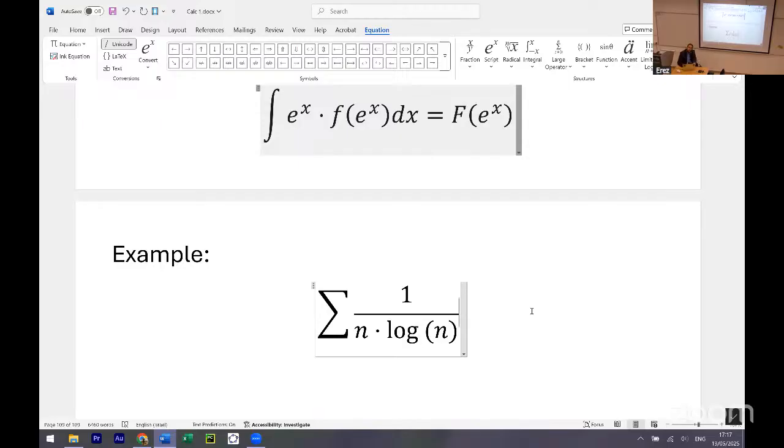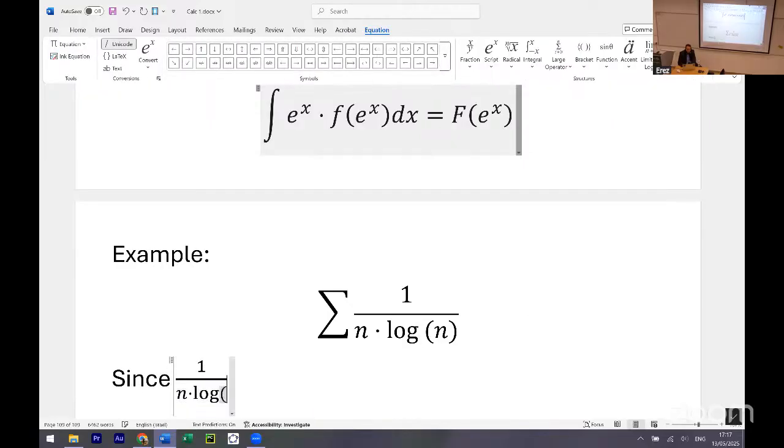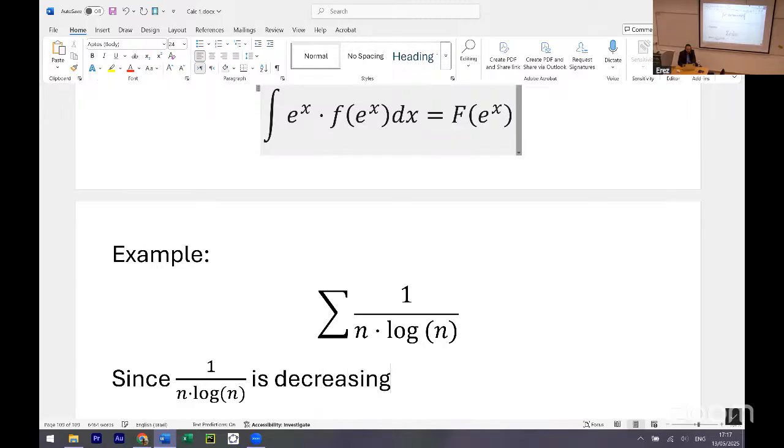But we do know what to do about it, the condensation test. Since 1 over n times log n is decreasing, how do I know it's decreasing? Log n increases. That doesn't mean increasing, that means tends to 0. Because the denominator is bigger.